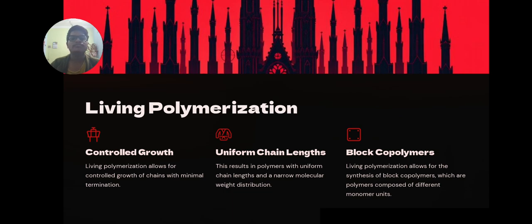Living polymerization. Controlled growth: living polymerization allows for controlled growth of chains with minimal termination. Uniform chain lengths: this results in polymers with uniform chain lengths and a narrow molecular weight distribution. Block copolymers: living polymerization allows for synthesis of block copolymers, which are polymers comprised of different monomer units.